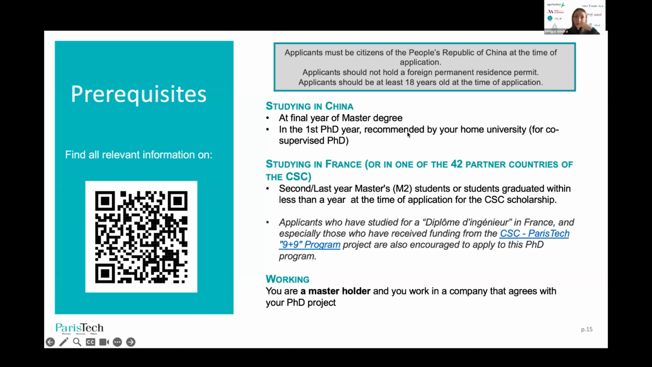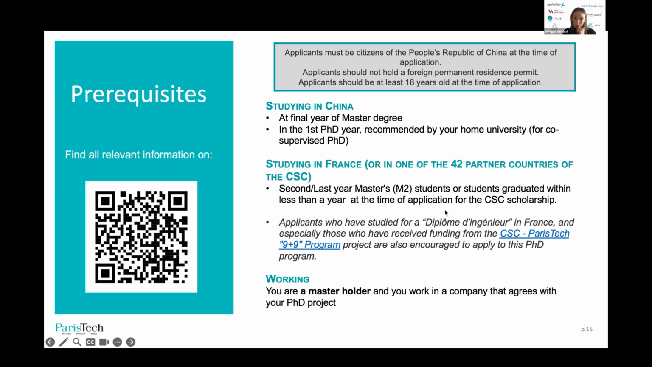You are supposed to be studying in China at final year of master degree or in the first PhD year, recommended by your home university for co-supervised PhD. So when you come to study in France, it's the second last year of masters, okay? And it's in this year that you can apply for the CSC scholarship. And I would like to insist on that.